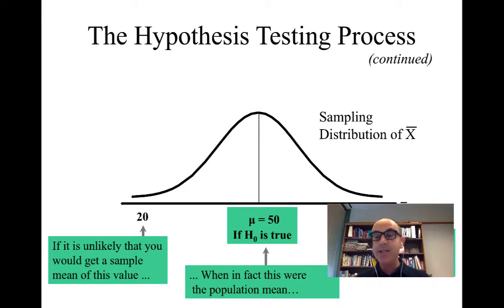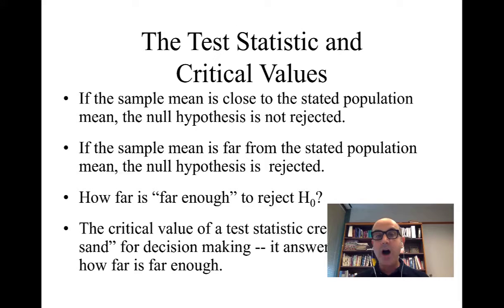So again, if it is unlikely that the sample mean, the x-bar, is this value, then you reject the null hypothesis that mu is equal to 50. So this is the way for us to take a sample in order to make a claim about the population. If the sample mean is close to the stated population mean, the null hypothesis is not rejected. If the sample mean is far from the stated population mean, the null hypothesis is rejected.